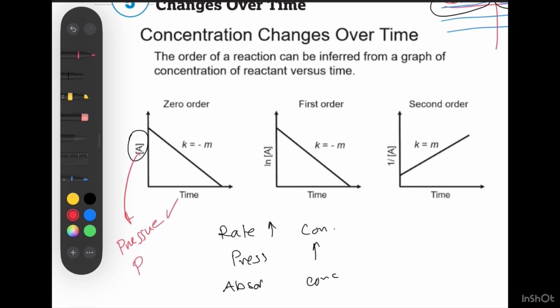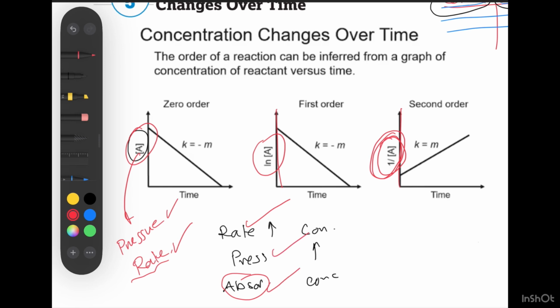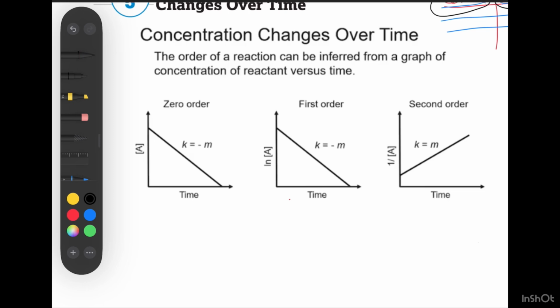And you can also have rate on the y-axis, because the rate is directly proportional to the concentration. And the same thing with absorbance. So any property that is directly proportional to the concentration can be plotted on the y-axis. Just keep this in mind and do not panic if you see something else other than concentration. It could be rate, it could be pressure, it could be absorbance, all right, as long as they are proportional to the concentration.